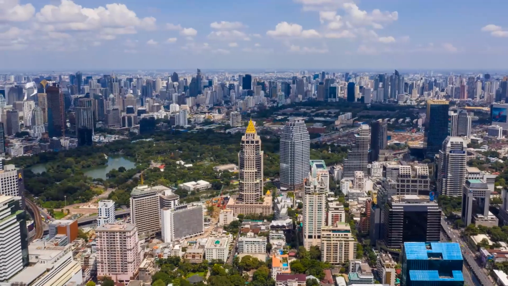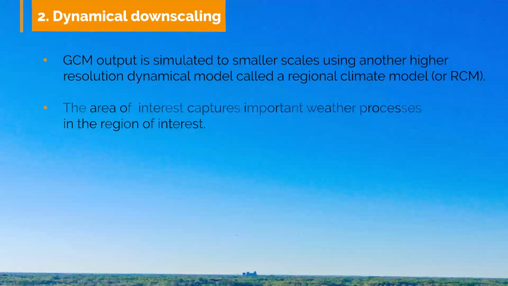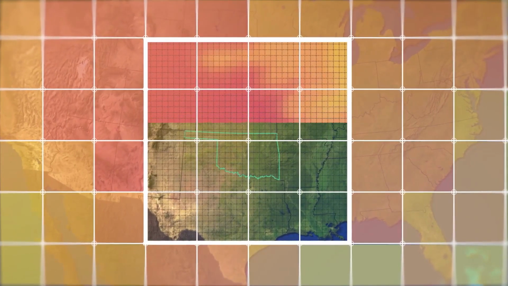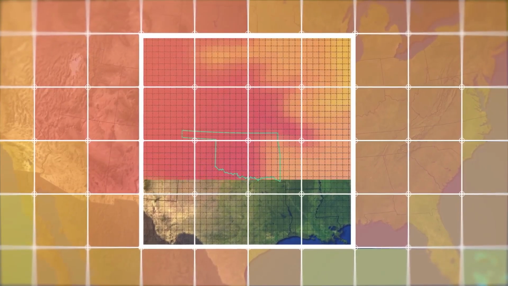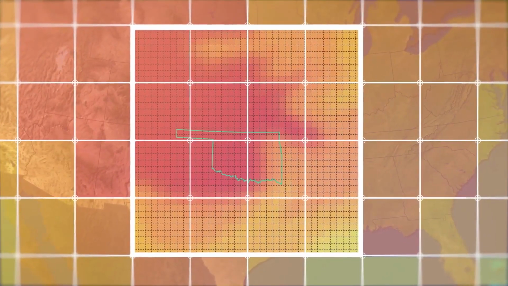The RCM output is further analyzed for information about climate change within the region of interest. This process of dynamical downscaling is a one-way street from the GCM to the RCM. That is, the results of the GCM directly affect the regional model output, but the regional model does not impact the global model.